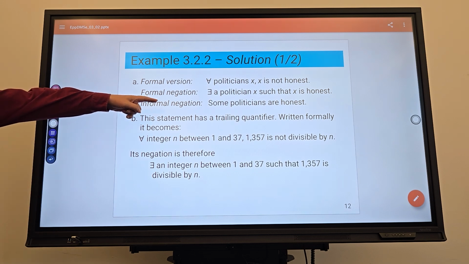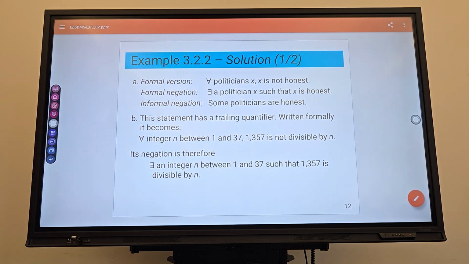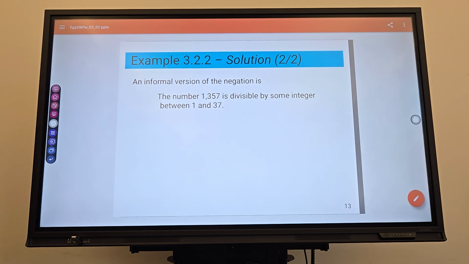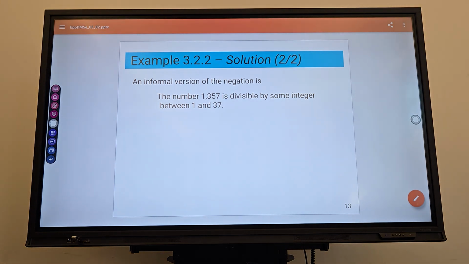Some politicians are honest. The statement has a trailing quantifier. Formally written, it becomes that. But an informal version of the negation is this: the number 1357 is divisible by some number between 1 and 37.